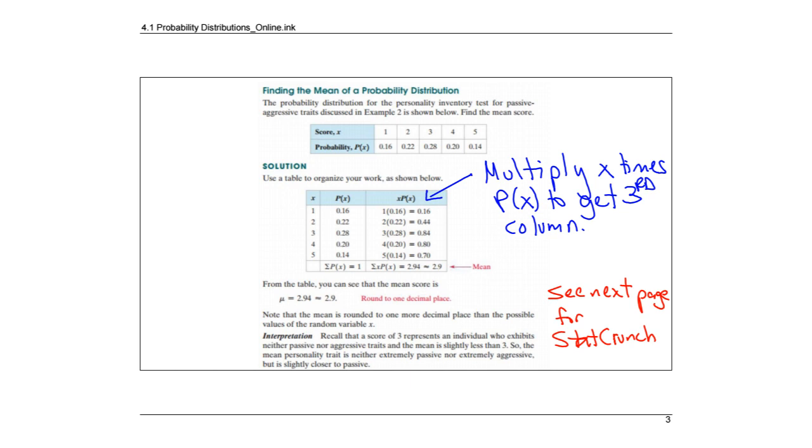But you can see what they did was they took the random variable x, they multiplied that times the probability, and then they added those up to get the mean. But let's go ahead and look at StatCrunch.